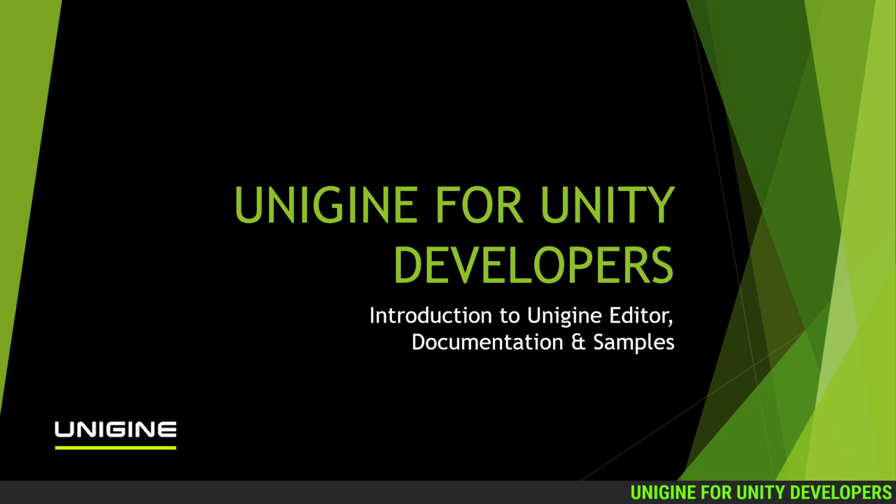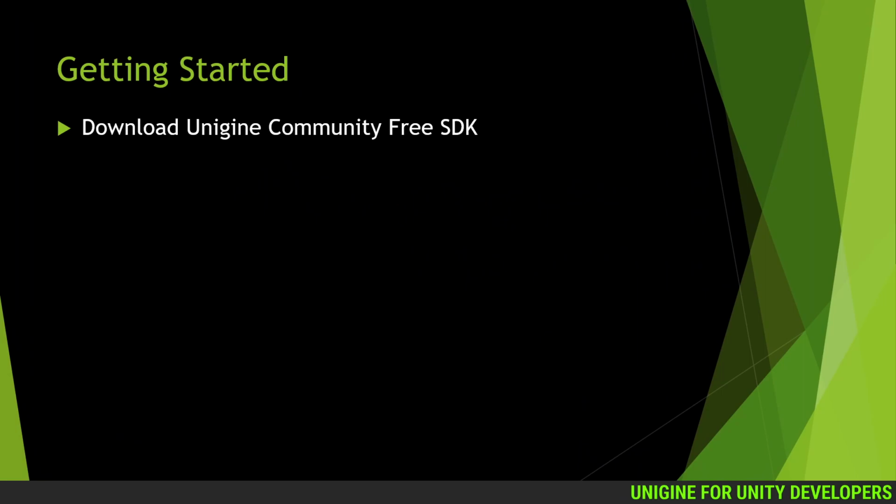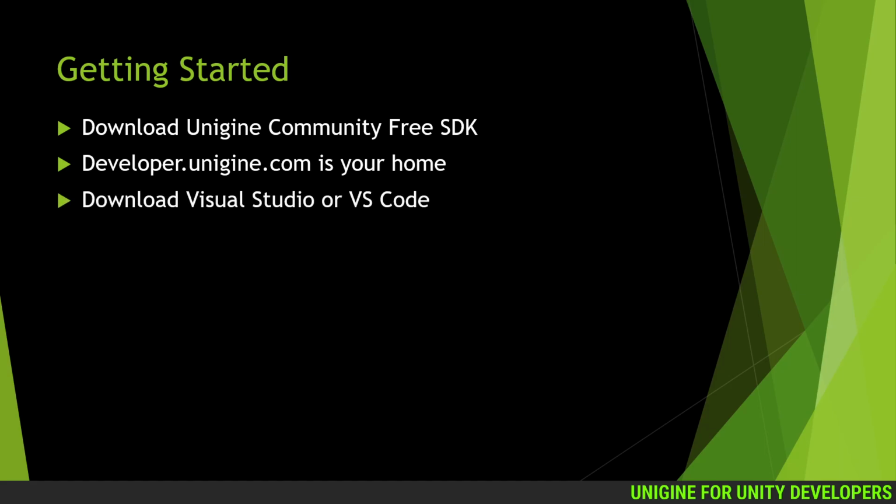Okay, so let's get started. First of all, download Unigine Community Free SDK. This is what we're going to look at. Then look at this website, not the common website. And then, I'll tell you about how to download and install for the engine either Visual Studio or Visual Studio Code.